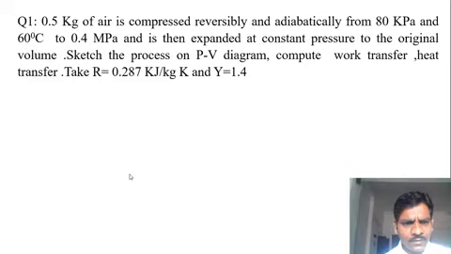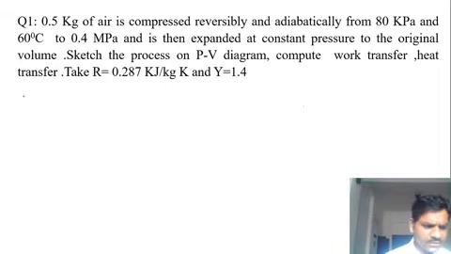Okay. So, in the last lecture, guys, what did we discuss? We discussed some numericals. So, today we have to discuss the other remaining numericals. So, see here.